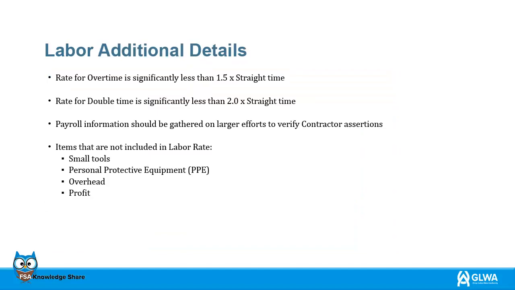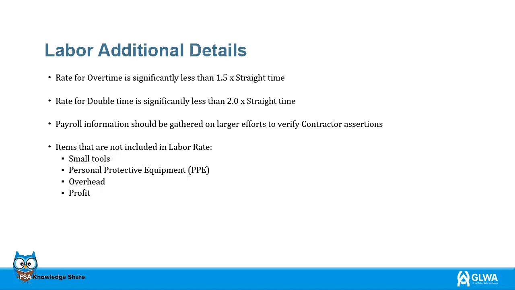A common misconception is for overtime and double time rates to be simply multiplied by 1.5 and 2 respectively. However, did you know that the rate for overtime is significantly less than 1.5 multiplied by straight time, and the rate for double time is significantly less than 2.0 multiplied by straight time? Payroll information should be gathered on larger efforts to verify contractor assertions.